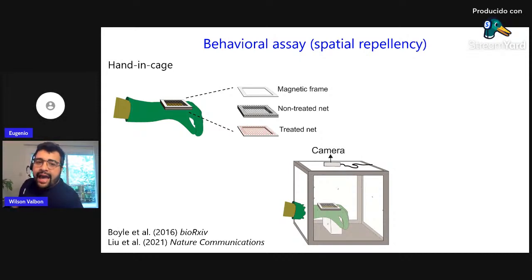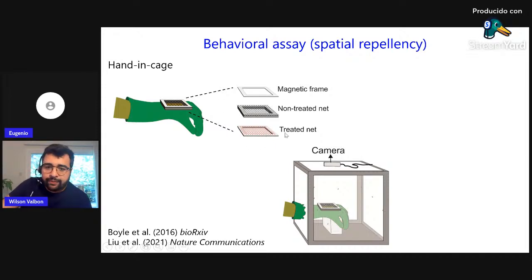Thank you. Then you have this methodology, the hand-in-cage assay. Basically, we place our hand inside a cage with several mosquitoes. But how do we avoid the mosquito bites? We have this glove, which is modified. The researcher must wear this glove. It has a hole on top, and on top of that hole you can put a stack of magnet frames.